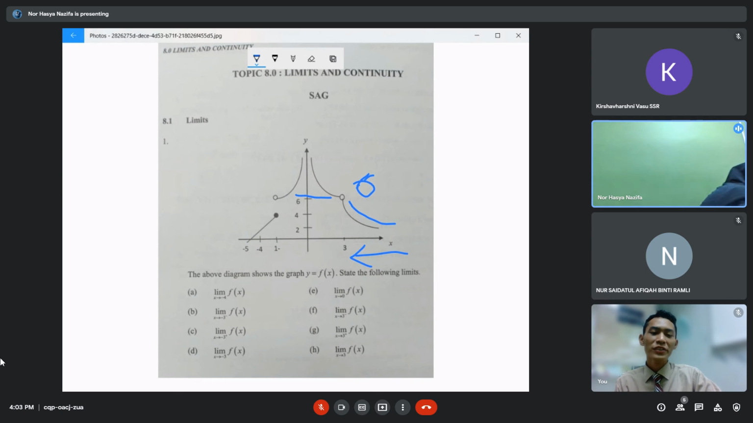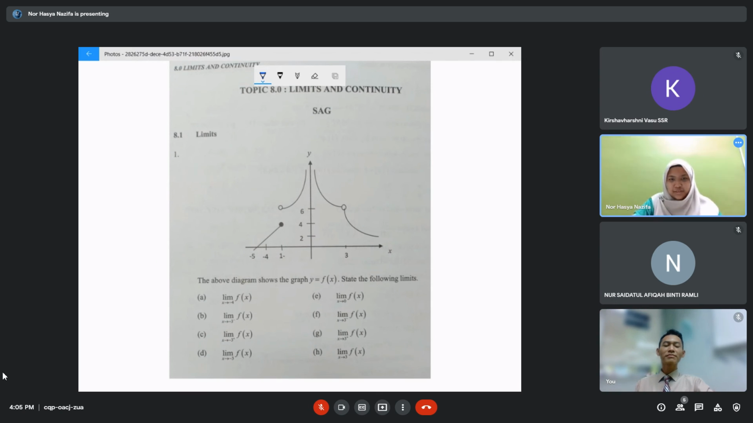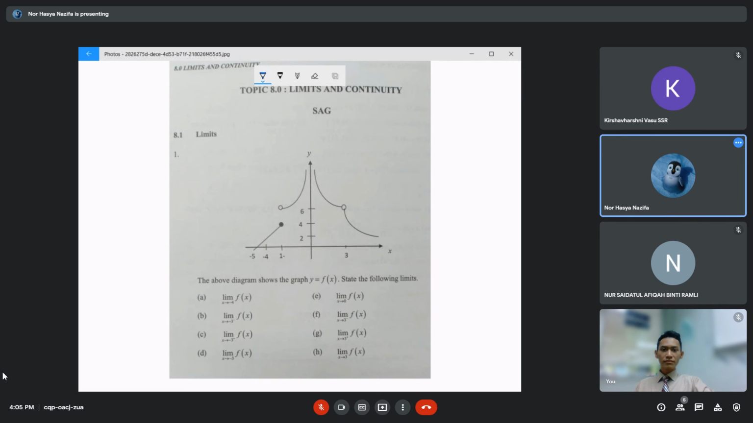Now the last question will be Hasha. For the last question, it asks for the limit at x approaching 3. From the graph, we can see that x approaching 3 from the left is equal to 6, while x approaching from the right is also equal to 6. So we can conclude that the limit as x approaches 3 is also equal to 6. And that is all from me.